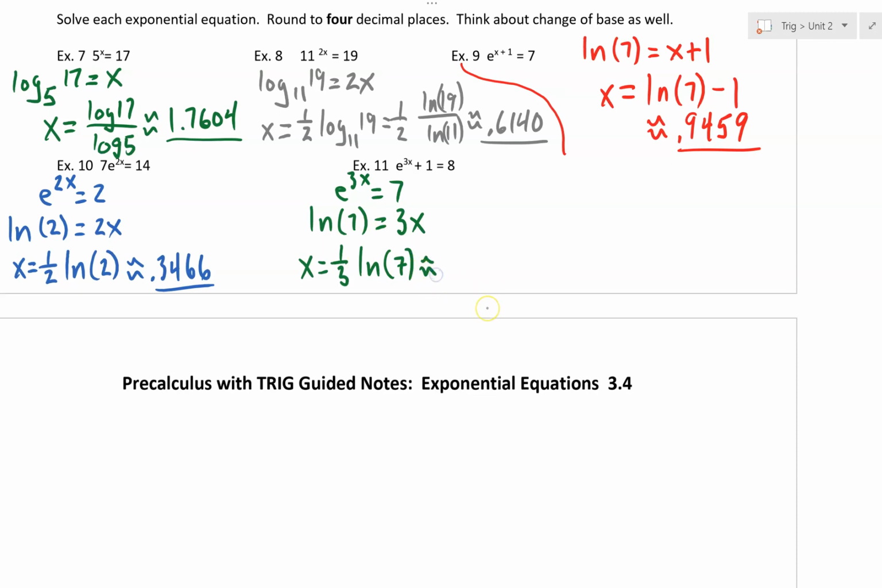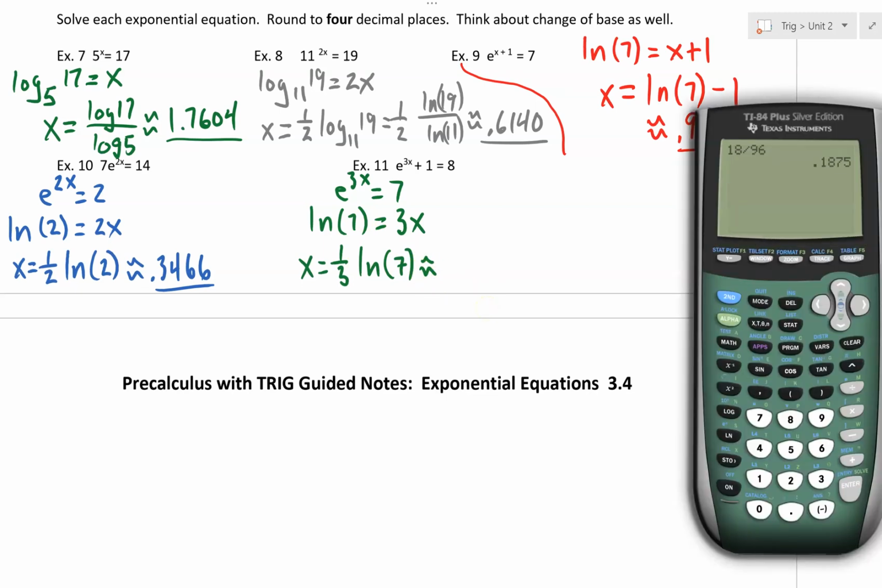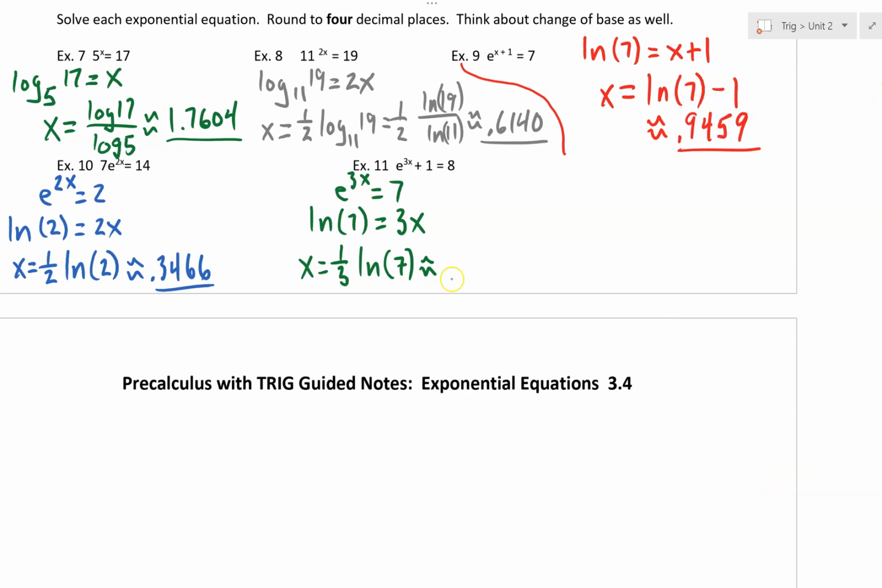Which is approximately. Now, the other ones were halves. They're easy to deal with in terms of the number. This one's going to be a little different. So we have to say 1 divided by 3. You can't say 0.33 because it's not going to give you the answer you're looking for. Open a parenthesis. Natural log of 7. Close 2 parentheses. Hit enter. You're going to get 0.6486.